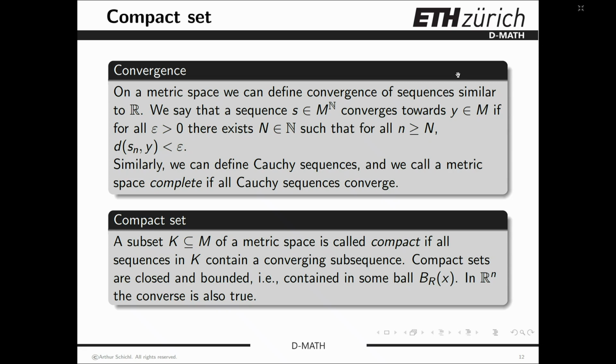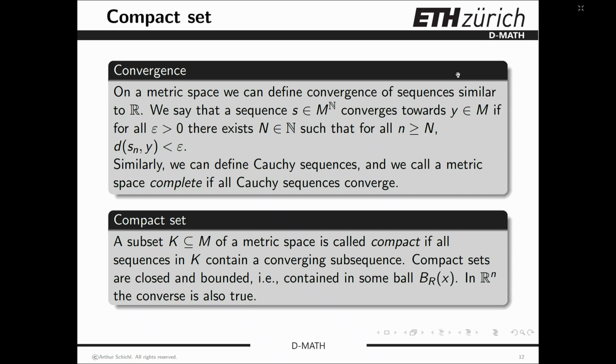And in the same way as in Rn, we can define a notion of convergence in any metric space, which just means that for a sequence, for every epsilon greater than 0, there exists a rank in the sequence such that for every n after this rank, all members of the sequence are closer to some given element y than this epsilon. That's just the same definition as in R, okay? And then we can also define Cauchy sequences. This is not so important.